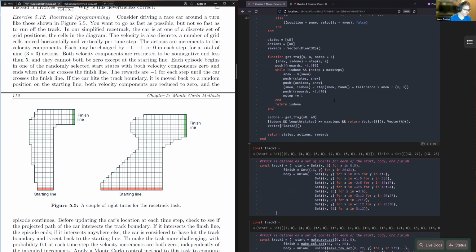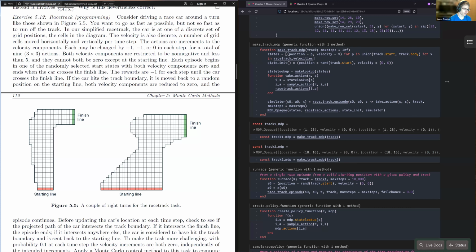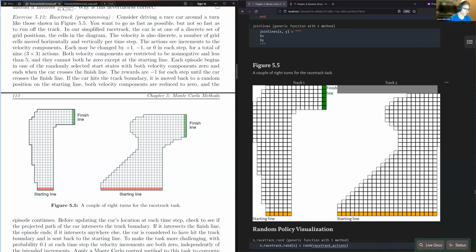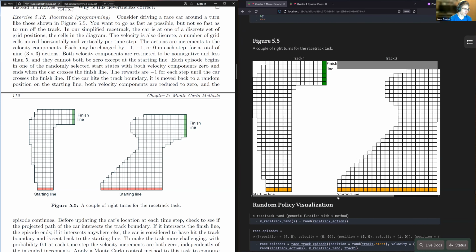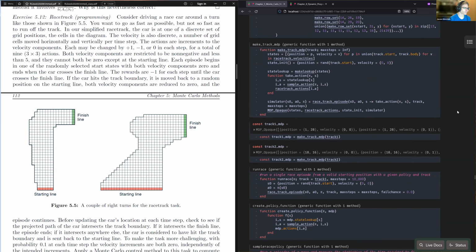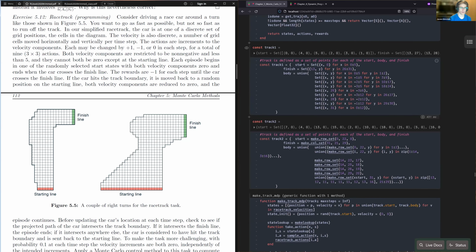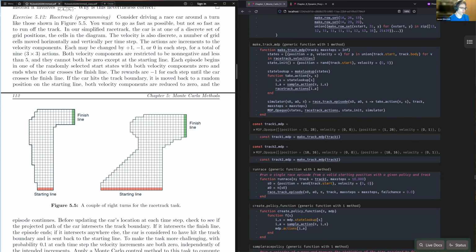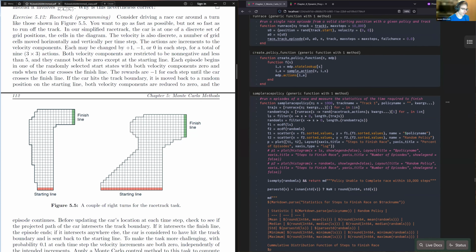But I do have the tracks here. So this is each track, and I define the tracks by a set of points. So there's the start, the finish, and the body of the track. And then I have a simulator that checks if it crosses outside the track and that kind of stuff.